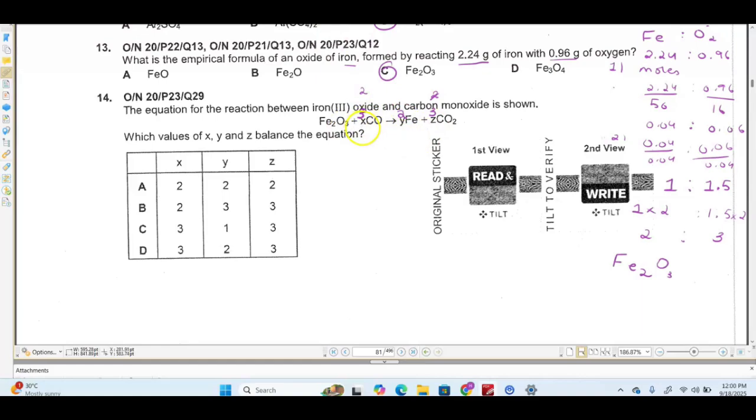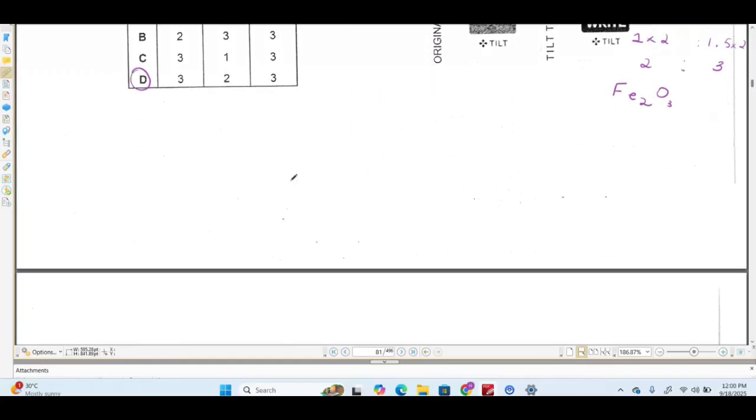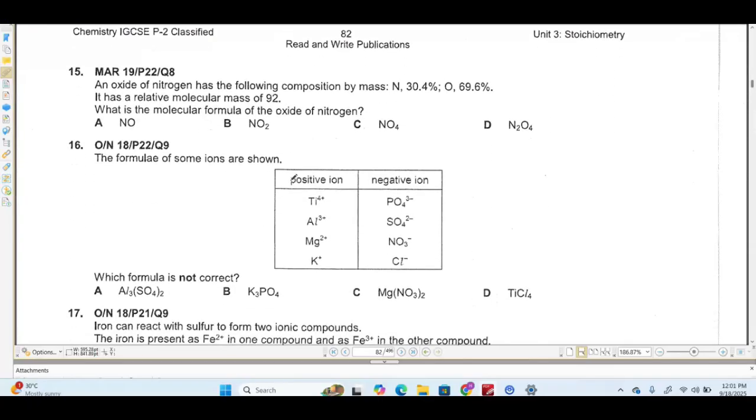So X had to be 3, Y had to be 2 and Z had to be 3 as well. So D is going to be our correct option. You can always use these values over here as well. I just balanced the equation free-handedly without using these values, but we've reached the answer. Question number 15.